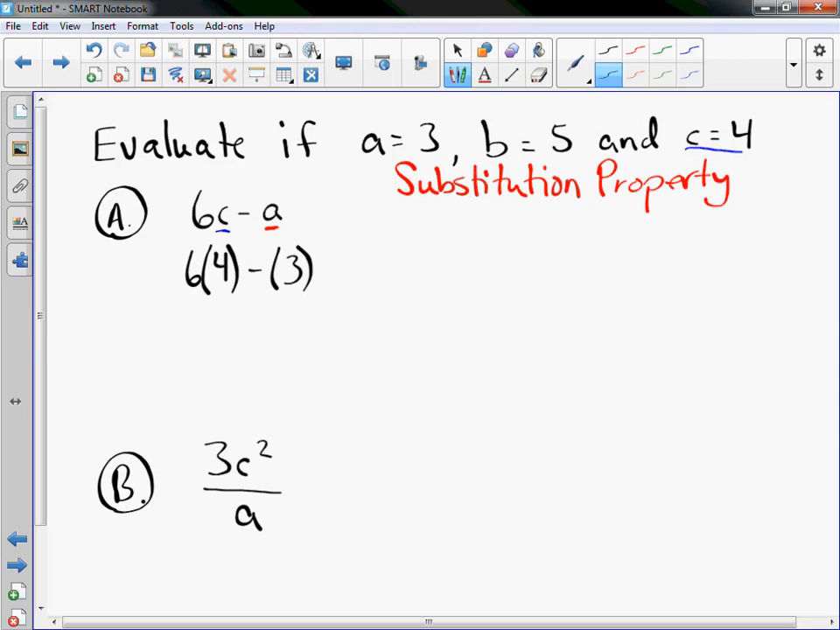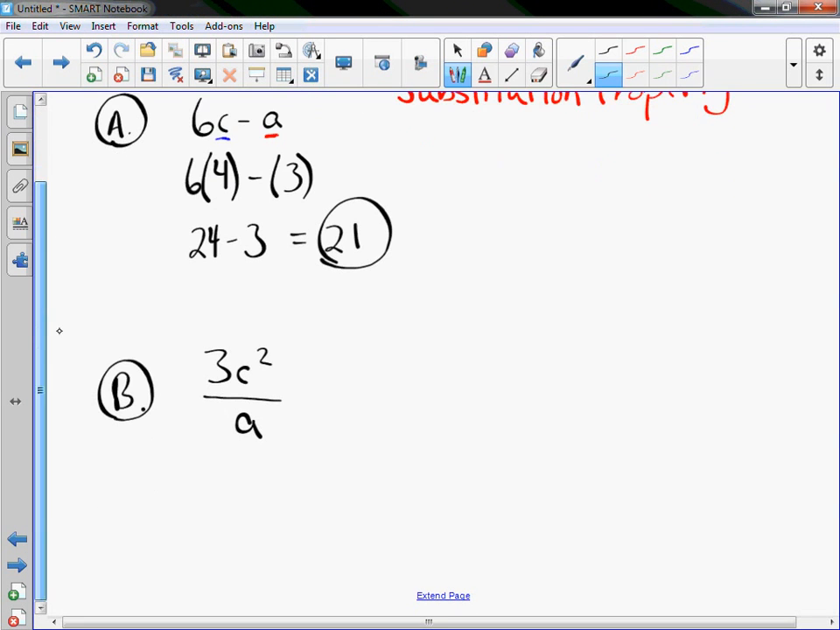We want to know what the value of the expression is. Evaluate. Find the value. Okay? So we're plugging in numbers using the substitution property and then finding its value. So 6 times 4. Well, 6 times 2 is 12, so 6 times 4 must be 24. So we'll replace the 6 times 4 with a 24, and we still have a minus 3 in there. So 24 minus 3 is 21. Okay? So that's example A.